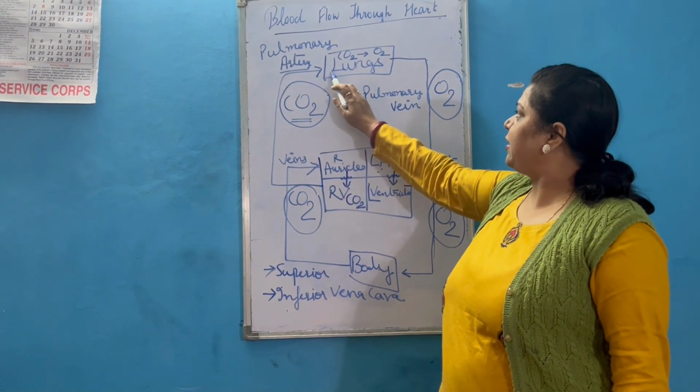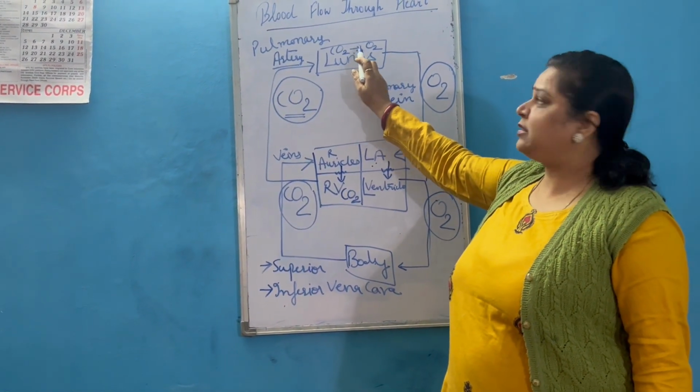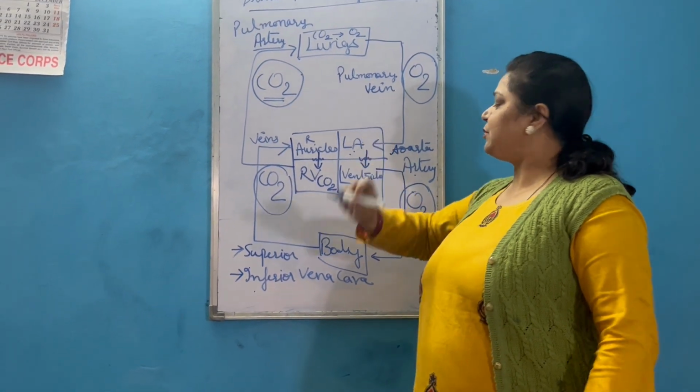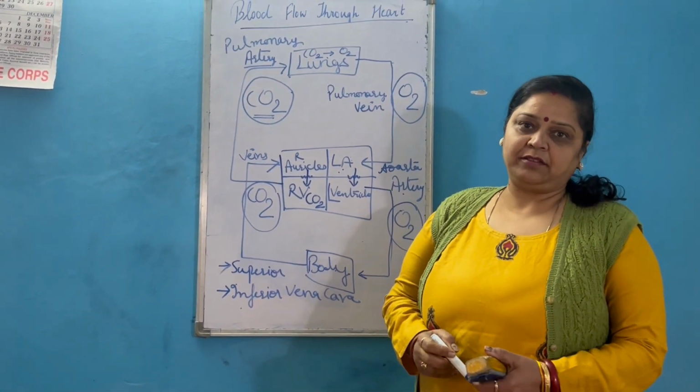And through the pulmonary artery, the carbon dioxide is given to the lungs, and through the pulmonary veins, the oxygenated blood is brought back to the heart from the lungs.